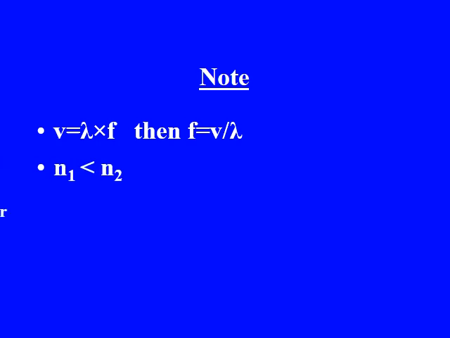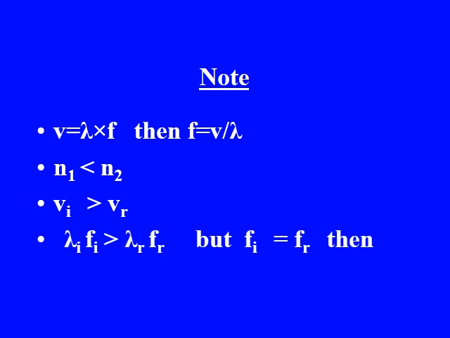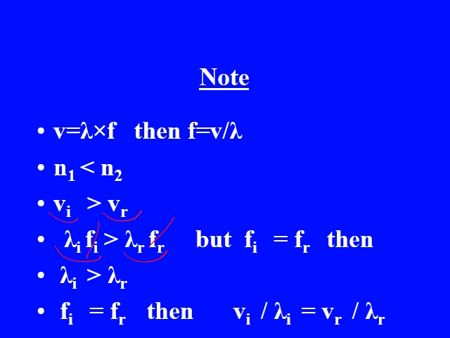If n1 less than n2, then Vi greater than Vr. Vi equals lambda i Fi, Vr equals lambda r Fr. So Vi greater than Vr, so lambda i Fi greater than lambda r Fr. But Fi equals Fr, so lambda i is greater than lambda r. Fi equals Fr, then Vi over lambda i equals Vr over lambda r.